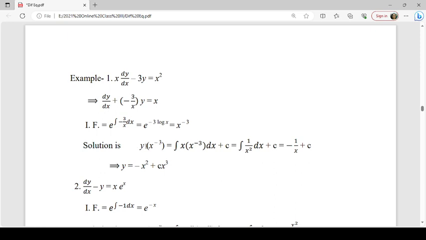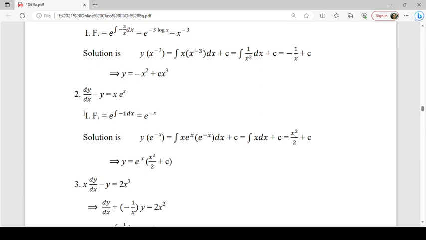So the solution is y into integrating factor. The integrating factor is x to the power minus 3, is equal to q, which is x, then x to the power minus 3 is the integrating factor, then dx, then it is x to the power minus 2. So x to the power minus 2 means 1 by x square, then integrate it, after integration it is minus 1 by x. So this is our solution. So it is y times x to the power minus 3 equals minus 1 by x plus c. We multiply by x cube, then this is y, and the right hand side is minus x square plus cx cube. So this is the solution.